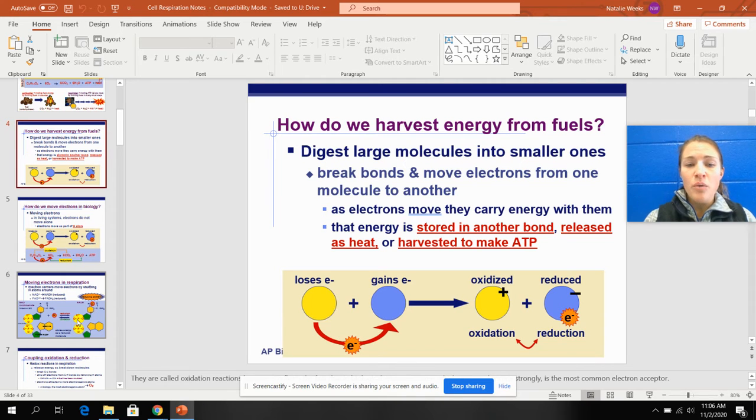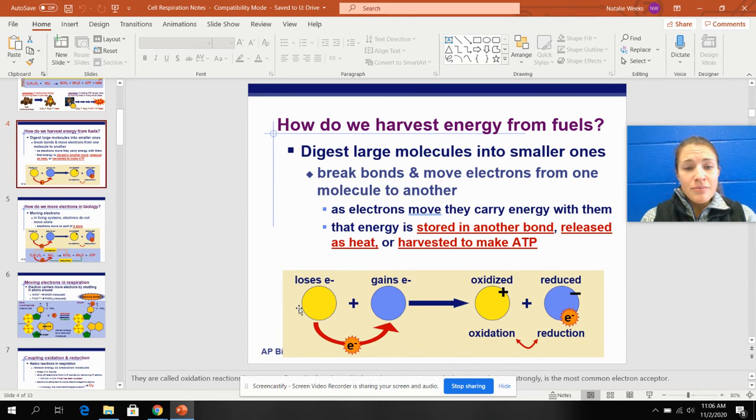However, one of our big outcomes is the reduction or the oxidation of different molecules as energy carriers. So when we are moving electrons around, they carry energy. That energy is then stored in another bond and it's either released as heat or it's stored in an energy molecule like ATP, FAD, NAD, all of these energy molecules that we're going to learn about.